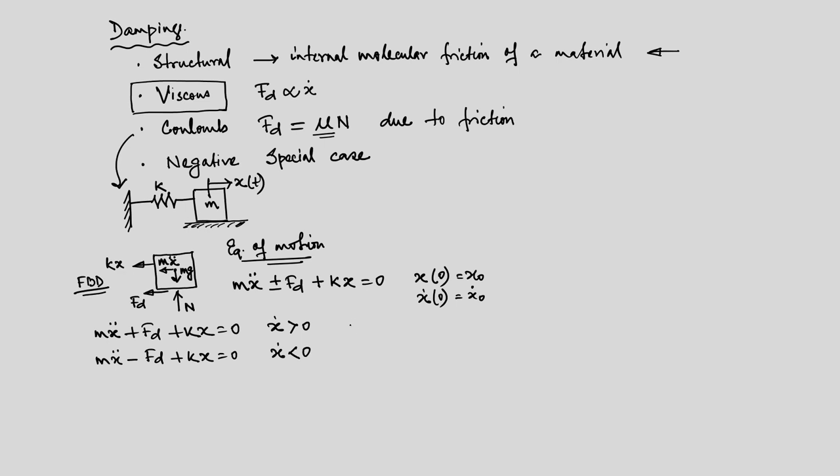Okay, so in this case, what will be the solution? So, solution in this case will be x of t is equal to A cos omega n t plus B sin omega n t plus f d by k signum function of x dot. The reason is, we have two cases: when x dot is greater than 0, f d is having a positive sign, while x dot is less than 0, f d is having a negative sign. So, that is the reason we have this signum function.